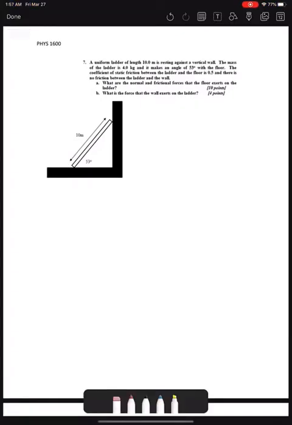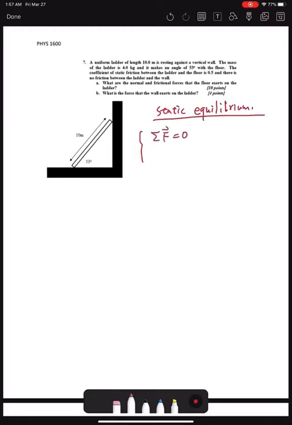In this example, we will be working on the topic of static equilibrium. So first, let's review the condition of static equilibrium. First, we need to make sure that the total force is 0 so that the system is under translational equilibrium. Also, we need to make sure the total torque is 0 so that the system is under rotational equilibrium.